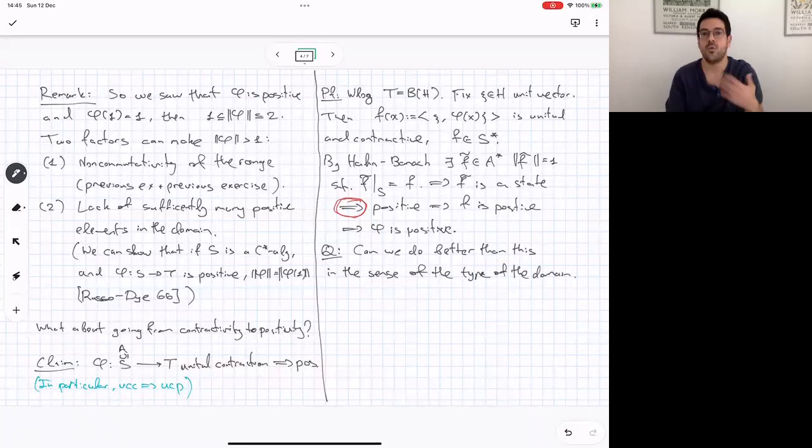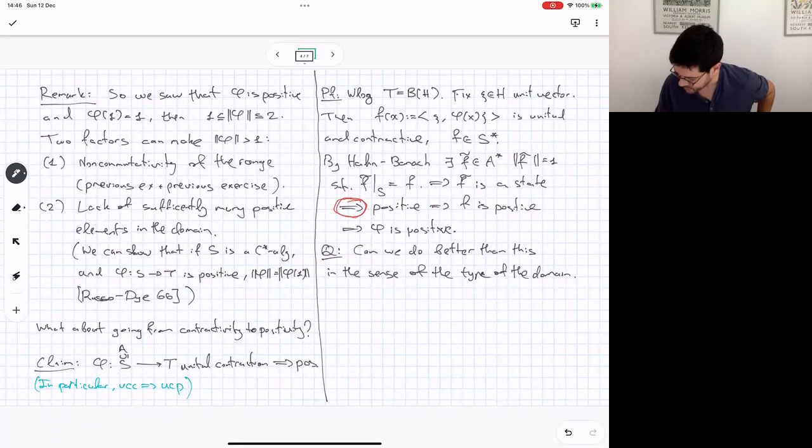What do I mean? The domain here was an operator system, but the assumption on phi was being unital contractive. This has nothing to do with the structure of operator system. Well, positivity, yes. The implication has to do with the structure of being an operator system. But the if part, the assumptions, has nothing to do with the structure of operator systems, right? I could talk about just a unital subspace of a C star algebra. And this is in fact quite important. So I do want to emphasize this.